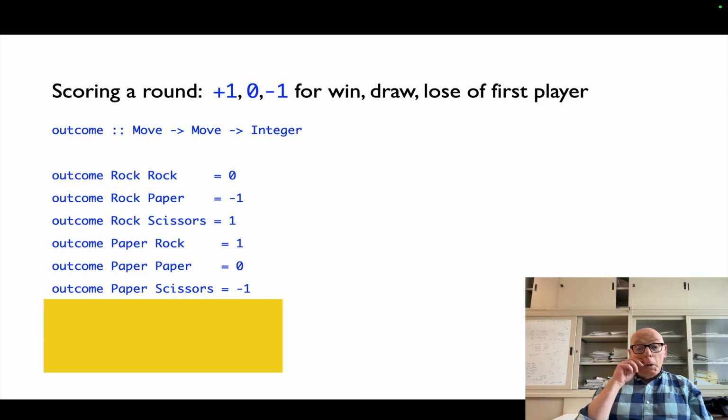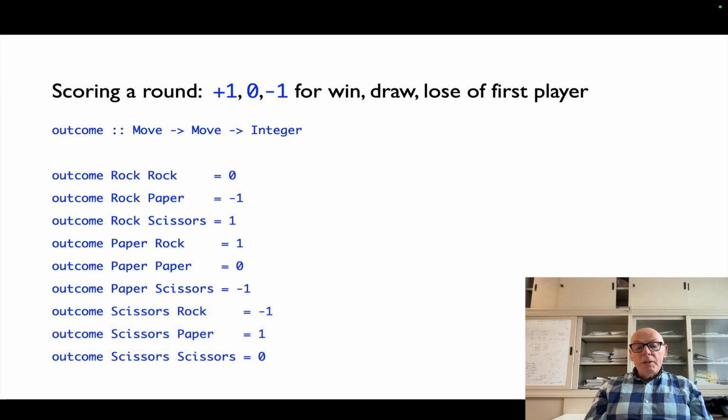Now something else we want to do is score a single round. I've written a function outcome that does that. What this does is take 2 moves and it returns +1 if the first move wins against the second, -1 if the second wins against the first, and 0 if they're the same. So you can see that I've written outcome rock rock is 0, outcome rock and paper is -1 because paper is the winner there, outcome rock and scissors is +1. I covered up the final 3 options, but you can work those out for yourselves.